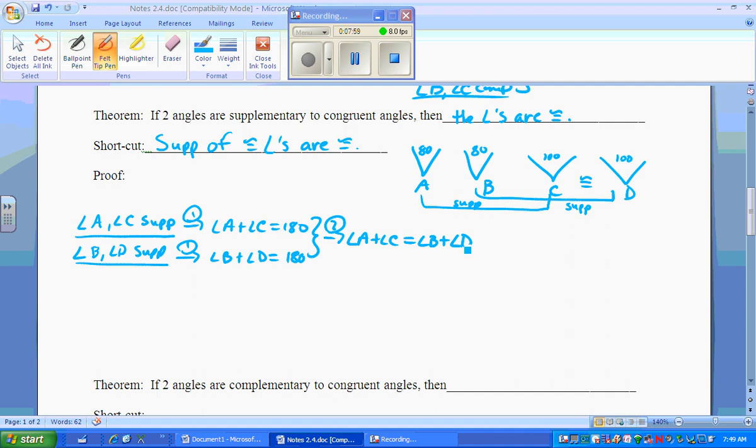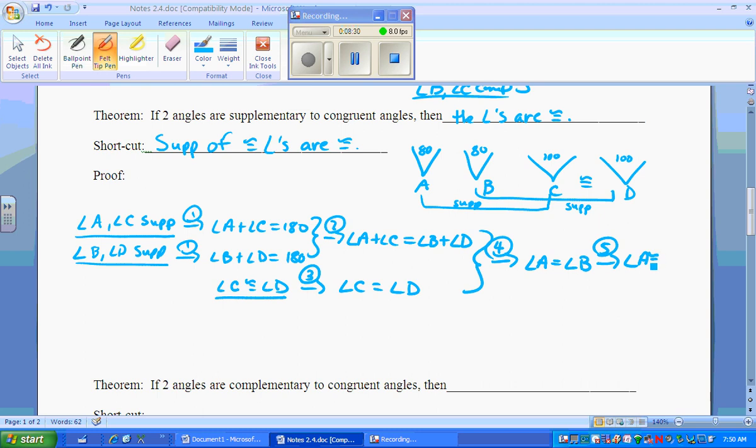They're not the same, so we can't just subtract something. But wait, we also know from the beginning that angle C was congruent to angle D. So, using the definition of congruent, we can say angle C equals angle D. Let's substitute that idea in there. And then now we can say angle A is equal to angle B, which then means angle A is congruent to angle B, and we're done.